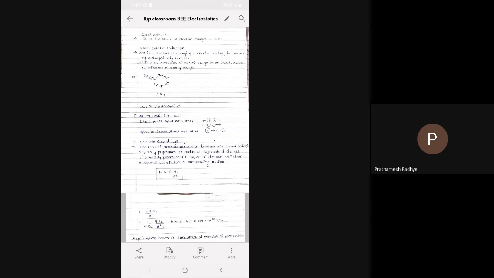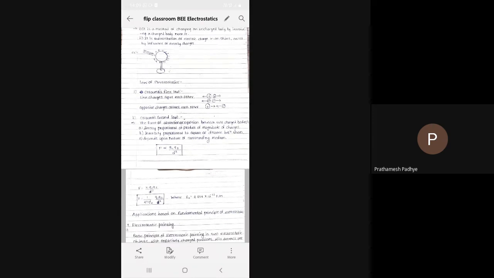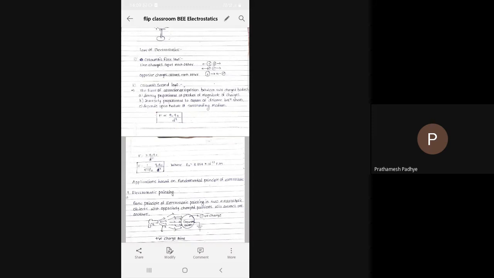So here a negatively charged rod comes in contact with the object. Due to the negative charge, on one half side positive charge is developed, as we know, by redistribution of electric charges. But to maintain electrical neutrality, on the other half side negative charge will also be induced. This is an example of electrostatic induction. So next is the laws of electrostatics. There are two laws.